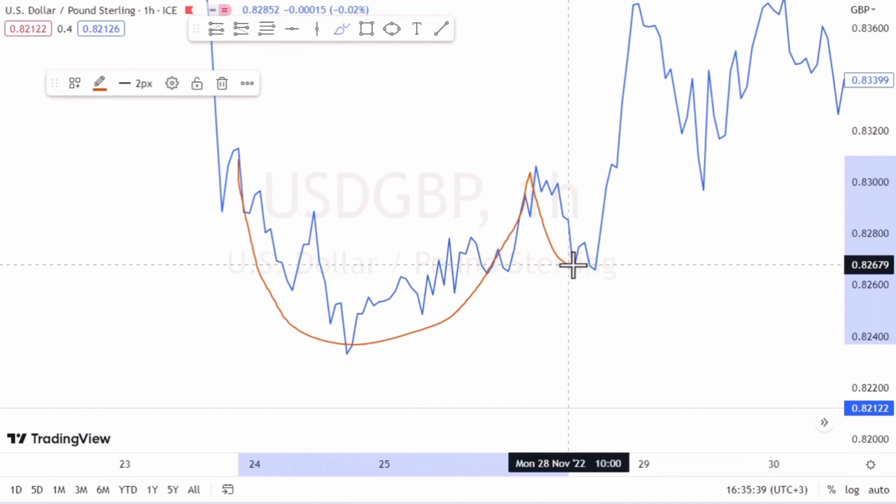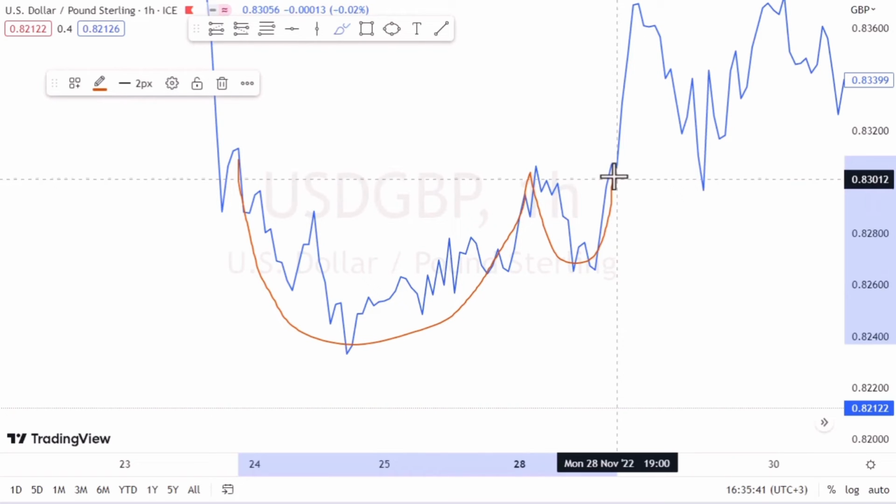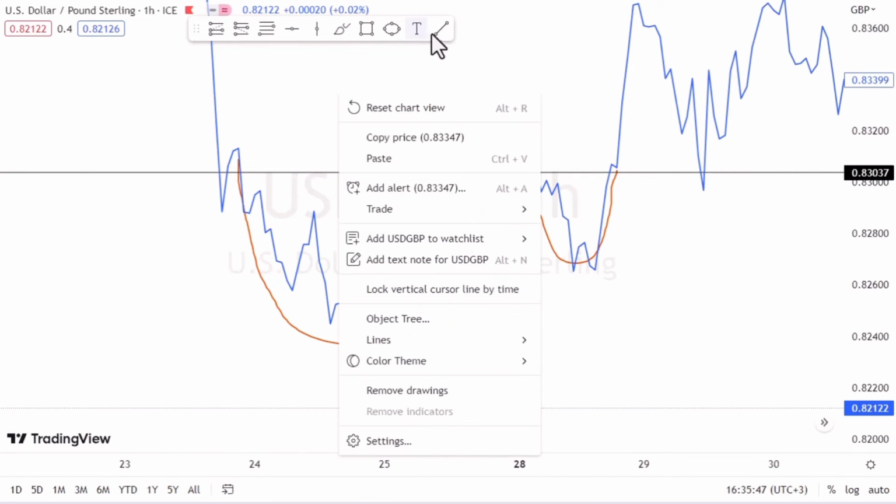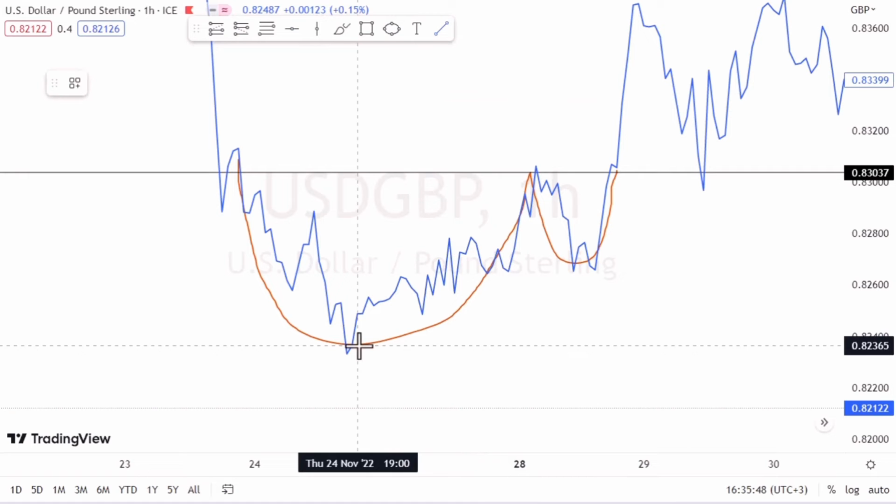If you put a line here, you can see how this cup and handle works. This is our cup and this is the handle. You see, it's the cup and it's the handle. How much will the price go up?